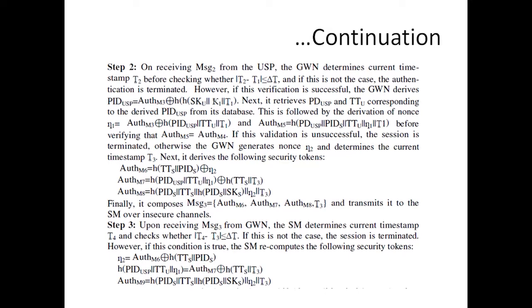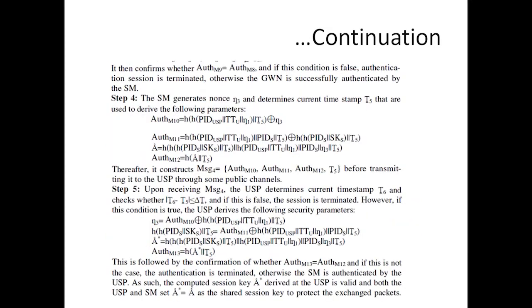So upon receiving this message, the same process repeats itself, with the message checked against some set threshold timestamp as shown in step 3 before the smart meter can derive the parameters shown in step 3. Next, one of the computed parameters is validated, and if this condition is false, then the authentication session is terminated. However, if this verification is successful, then the smart meter is successfully authenticated by the gateway node.